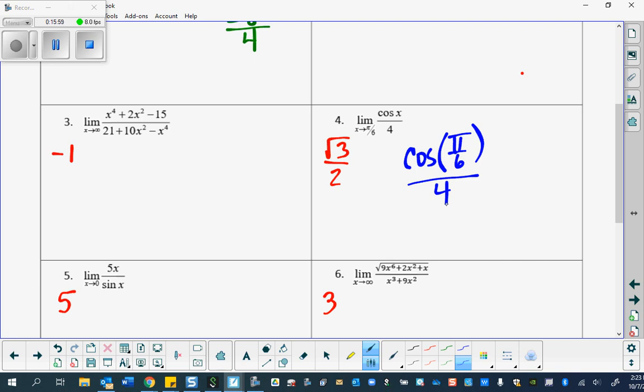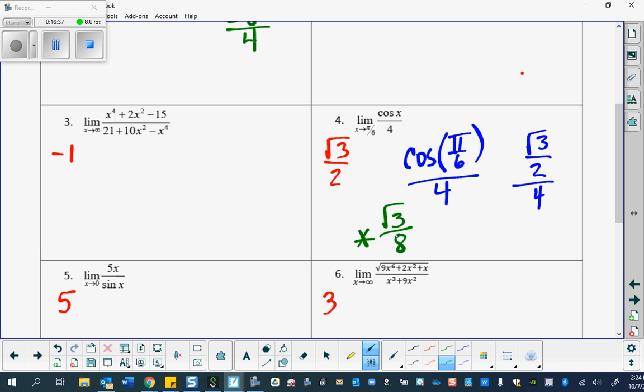So, root 3 over 2 divided by 4. That's why I got root 3 over 8. Yeah, I agree with you. We'll check that because I like root 3 over 8. We're going to star that because I question that key. I like your answer better.